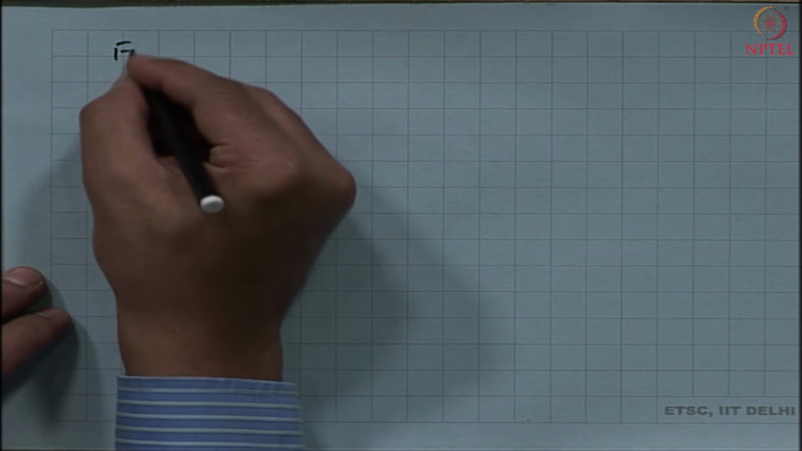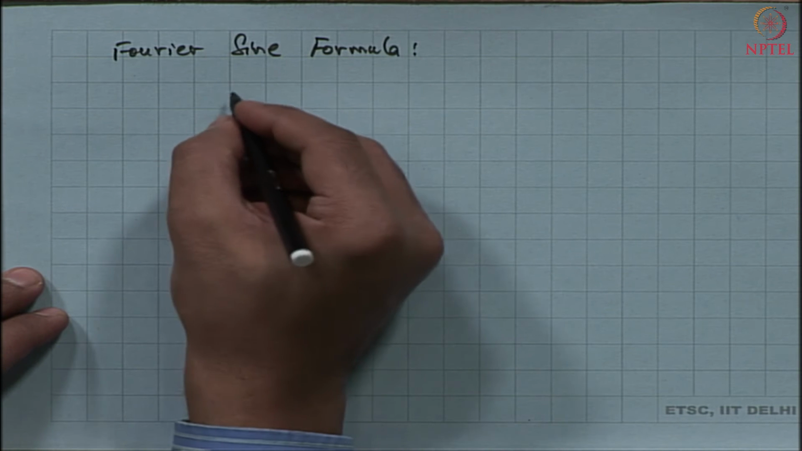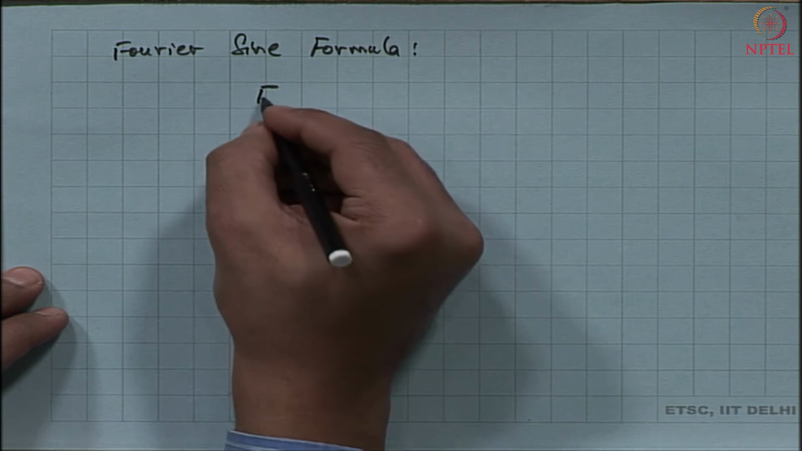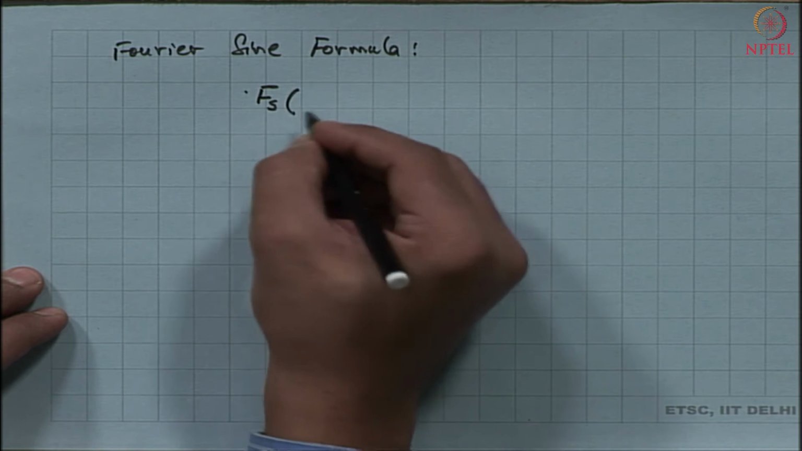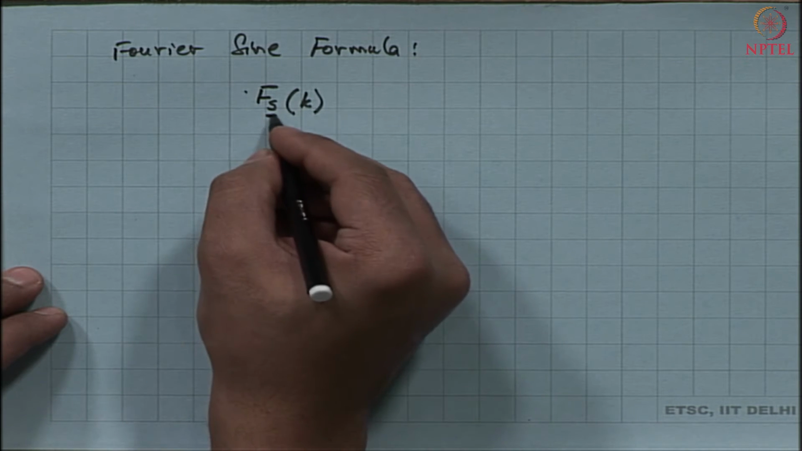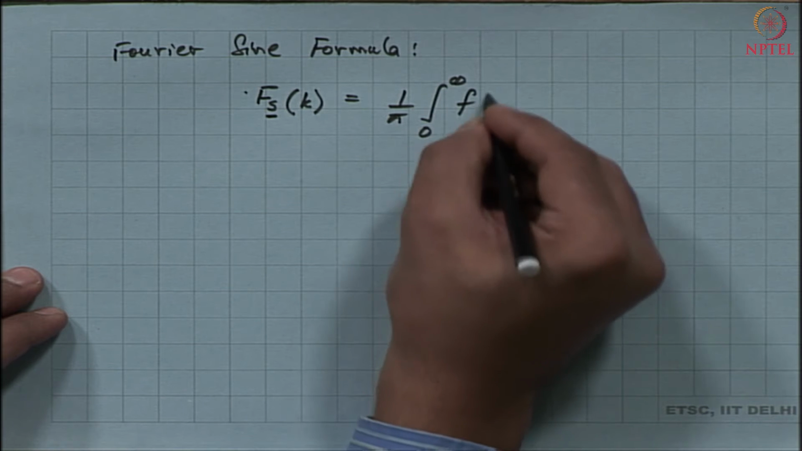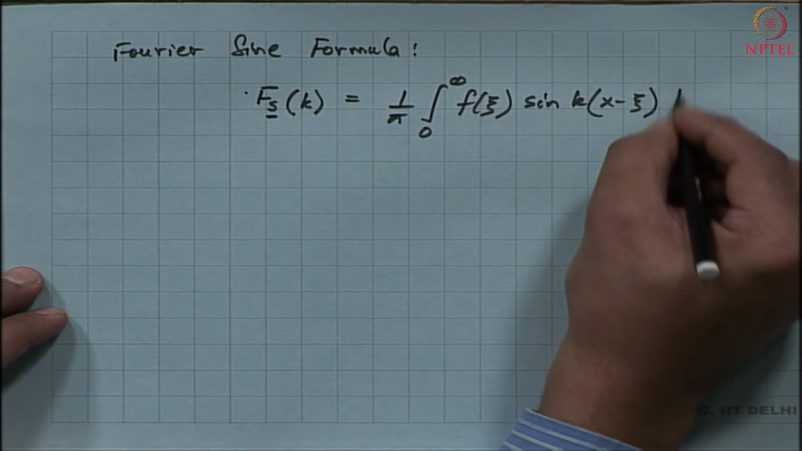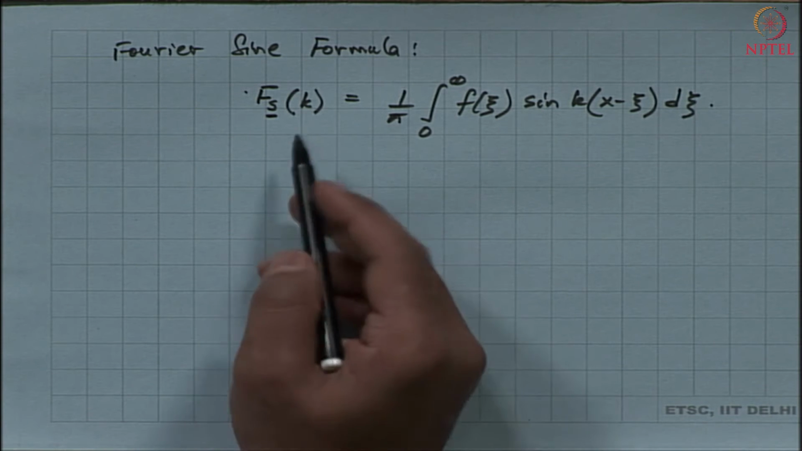Similarly, I have the so called Fourier sine formula, which I denote as f s of k. So, s denotes sine, and if I have c, it is cosine. So, f s of k is 1 by pi integral from 0 to infinity f of zeta sine of k x minus zeta d zeta. So, that is the way we define our Fourier cosine and sine formula.